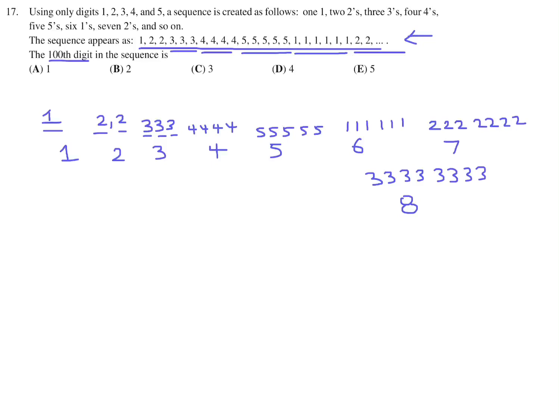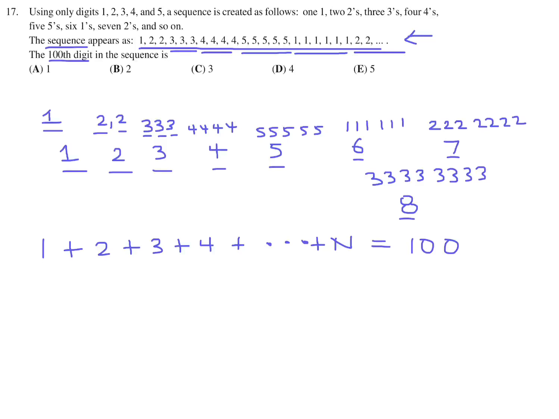Okay. So it looks like you're basically adding numbers that are consecutive. 1, 2, 3, 4, 5, 6, and so on. So 1 plus 2 plus 3 plus 4, all the way up to some number, n, let's say, is eventually going to get close to 100 because we're interested in the 100th digit. Now, there is a formula that's very helpful to use whenever you have the sum of consecutive numbers. If you have the sum of consecutive numbers 1 plus 2 plus 3 and so on all the way up to n, the sum is equal to n times n plus 1 over 2.